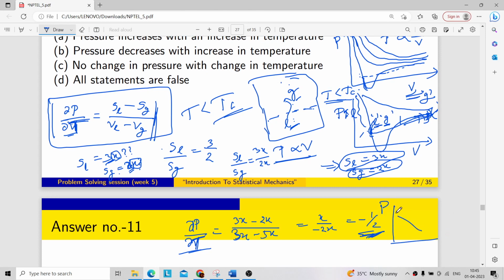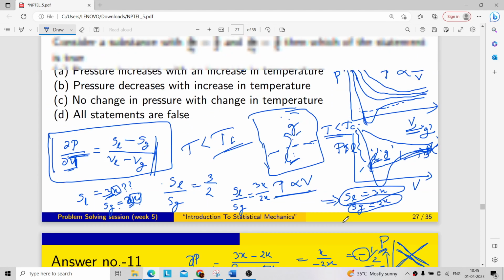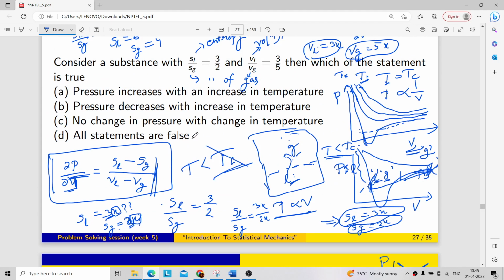So this is P and this is T. As the pressure increases, temperature will decrease. Negative slope means this. Positive slope means this. So we have a negative value, so we have a negative slope. That means these two parameters will show opposite behavior. So what is the right answer? Pressure decreases with the increase of temperature.